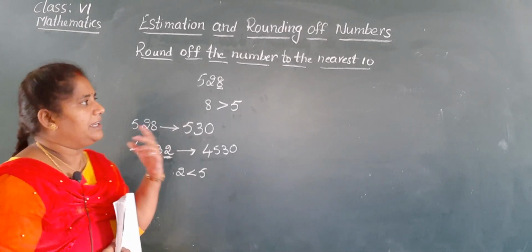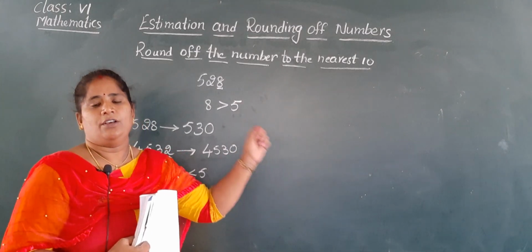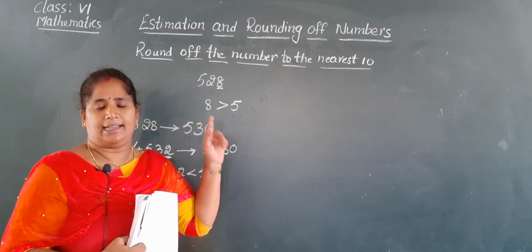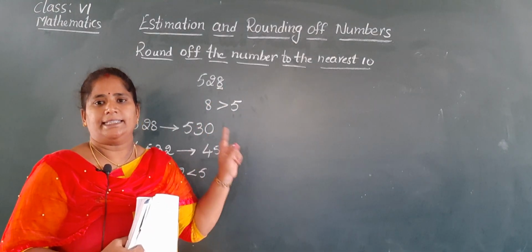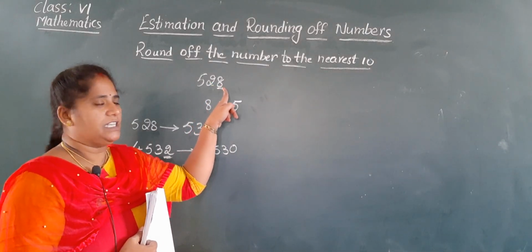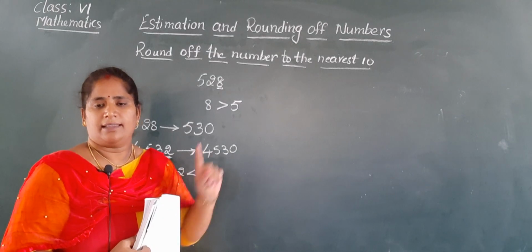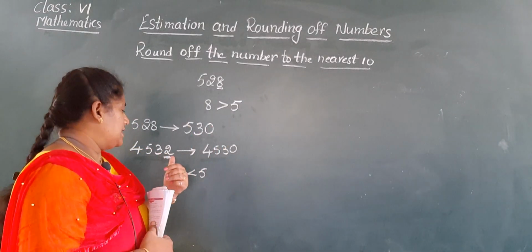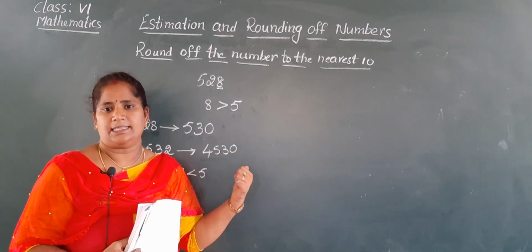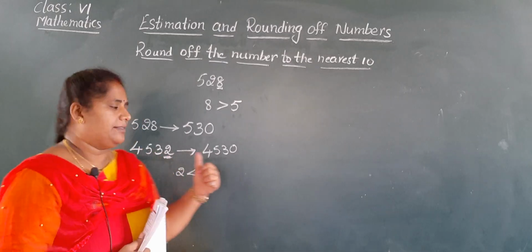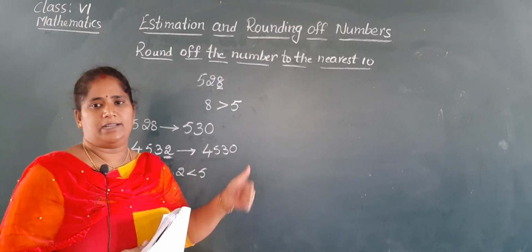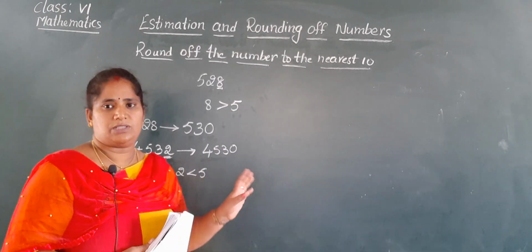So to round off the number to the nearest 10, first you see the digit to the right side. If the digit is greater than or equal to 5, then you add 1 to the tens place digit and keep 0 in the units place. That is one point. Next point is, if the digit in the ones place is less than 5, then you write the tens place as it is and keep 0 in the units place. The remaining digits you write as they are.